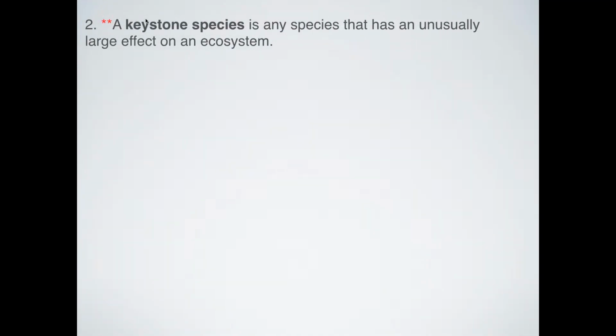All right, so what is a keystone species? So we just talked about the ripple effect. A keystone species is any species that has an unusually large effect on an ecosystem. That means if you were to remove it, the ripple effect would be great and would be felt all over the place. So here are a couple of examples. We're not going to get through all of them, but I want to at least go through 3 or 4.